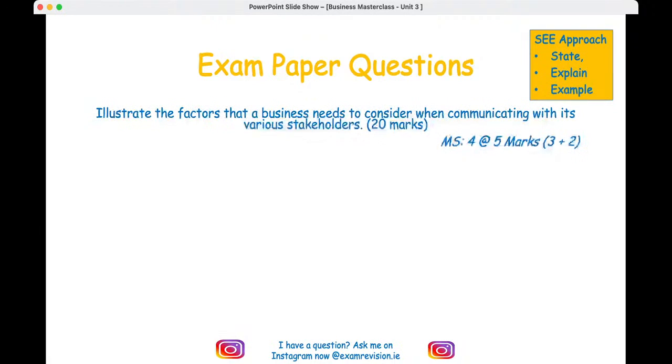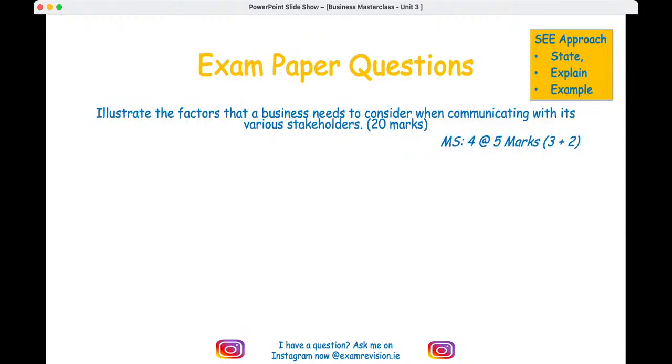So how would you open an answer for the command word discuss? A really good question from Lauren. How do you open a question that has discuss? If it says discuss factors, we just change this. Discuss the factors that a business needs to consider when communicating with its various stakeholders.